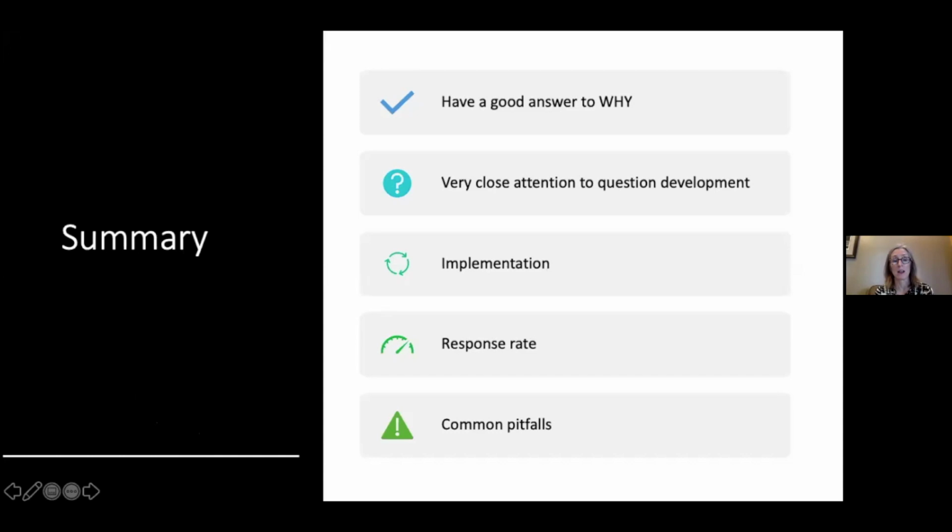Response rate, your implementation is really driven by two things: how quickly you need the information. Are you going for just, I need to use this to better my program, whatever that program is, or am I really going for publication? And then know how you're calculating the response rate and know some of the common pitfalls.